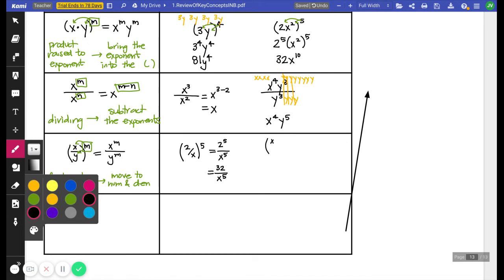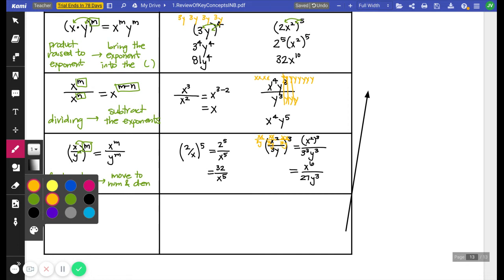Let's say I have x squared over 3y, all to the third. That goes in and I have x to the second raised to the third. I have 3 to the third and y to the third. For a grand total of x to the sixth over 27y to the third. When in doubt, write it out. You can totally write all of that out. I've got x squared over 3y, and since I'm raising it to the third power, I write it 3 times, and I can see how those combine to work together. Okay?